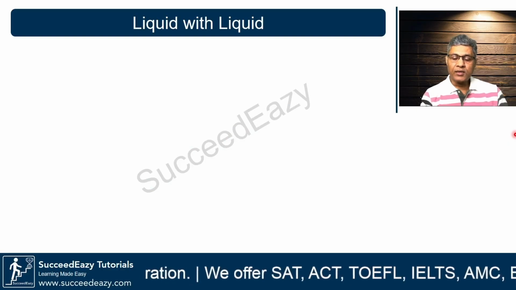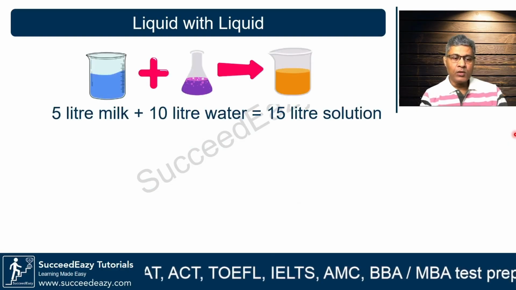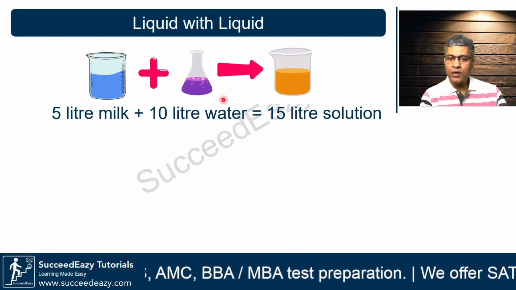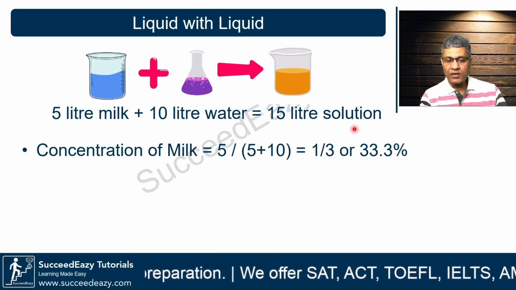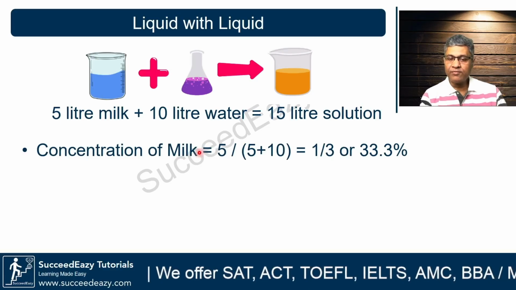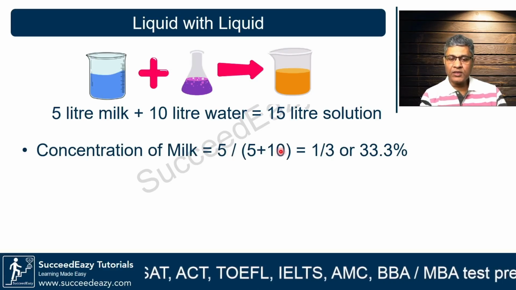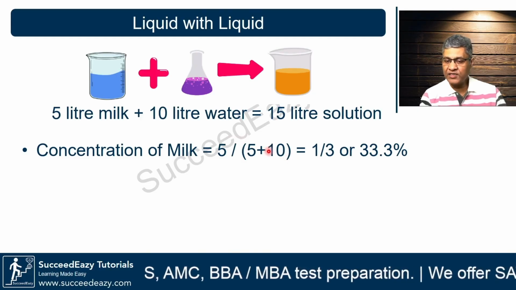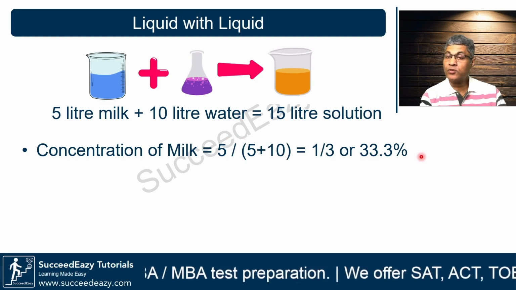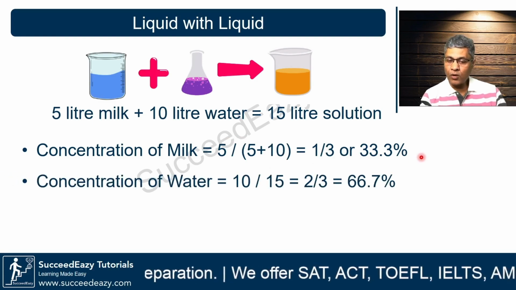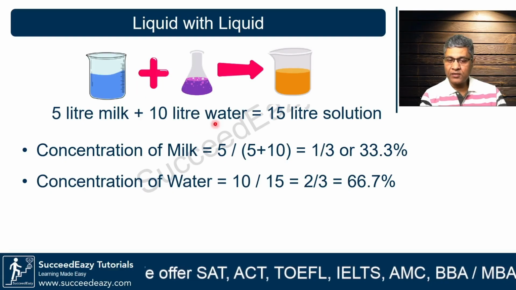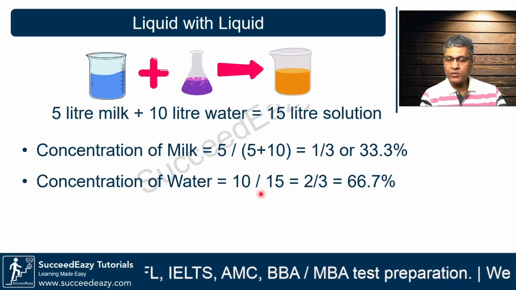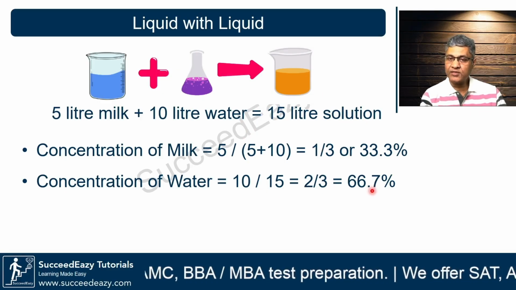Now, let's look at the mixture of liquid with liquid. So if we take 5 liters of milk, mix it with 10 liters of water, we get a 15 liter solution. The concentration of milk will be found by using this formula 5 divided by 5 plus 10, that is 5 by 15, that is 1 by 3 or 33.3%. The concentration of water will be 10 because there is 10 liters of water, but the solution volume is 15 liters. So 10 over 15 would be 2 by 3, that is 66.7%.